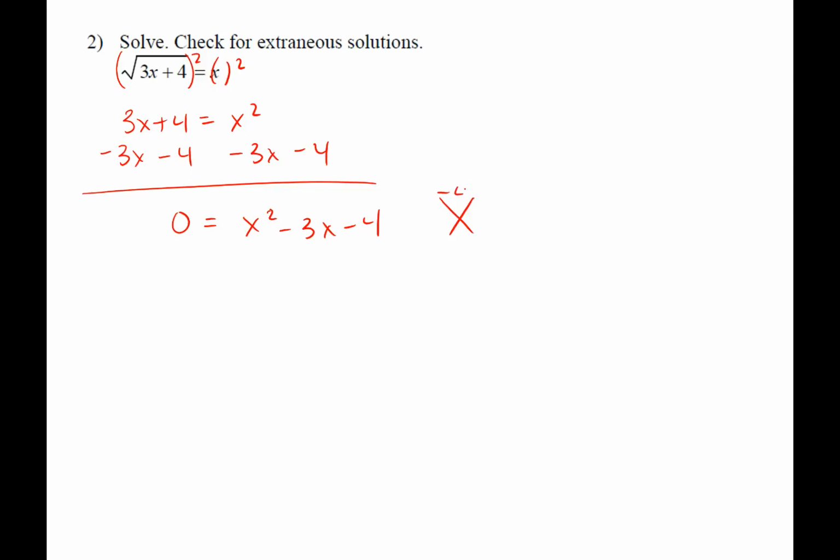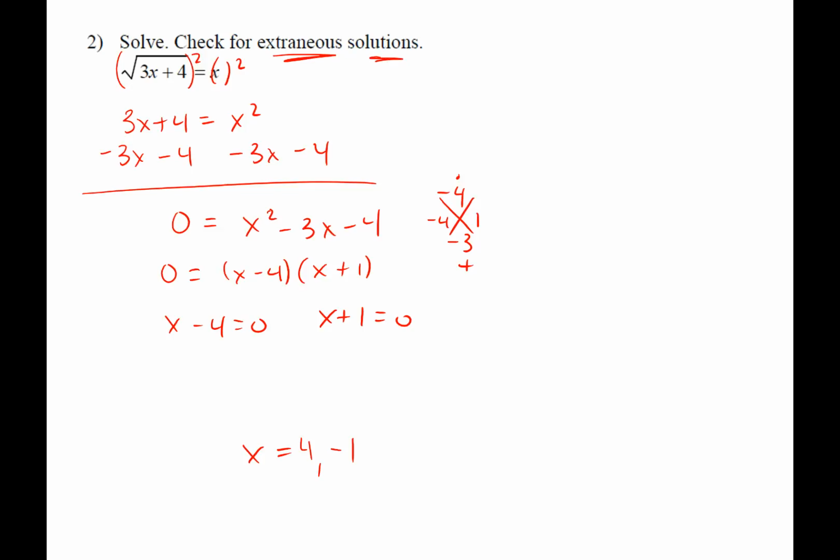Then using the x, I would factor, multiply to make negative 4, and add to make negative 3. The numbers that do that are negative 4 and 1. So I have 0 equals x minus 4 and x plus 1. And then set each part equal to 0. And when you solve each of those equations, you should get x equals 4 and negative 1. But the catch is we need to check for extraneous solutions. So go back and plug them in.